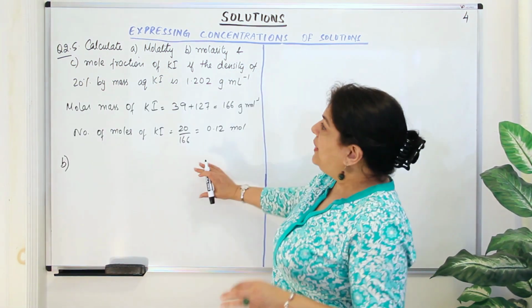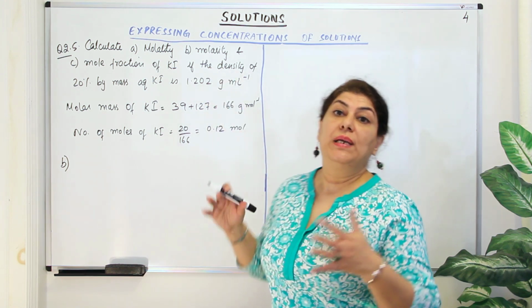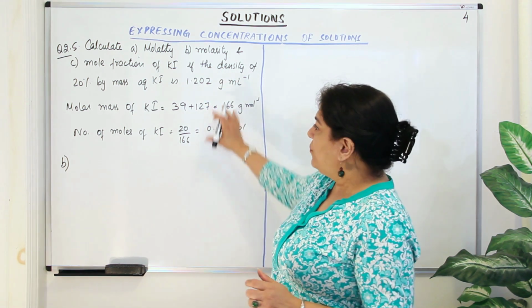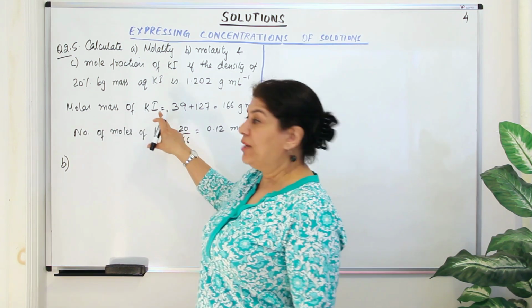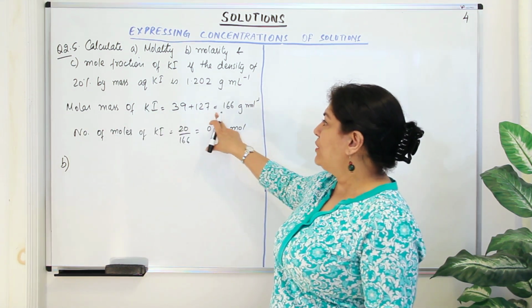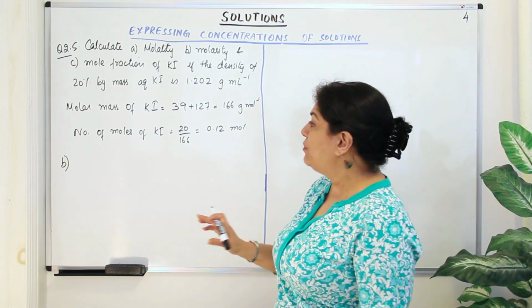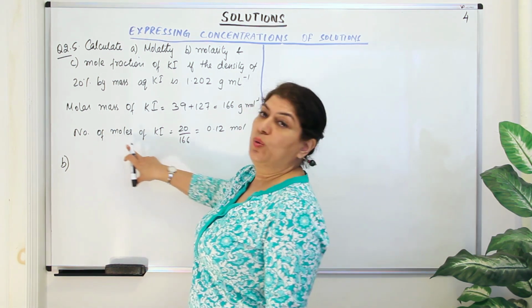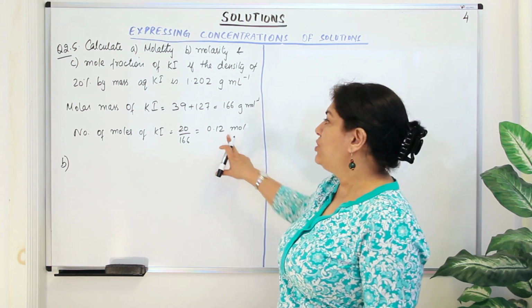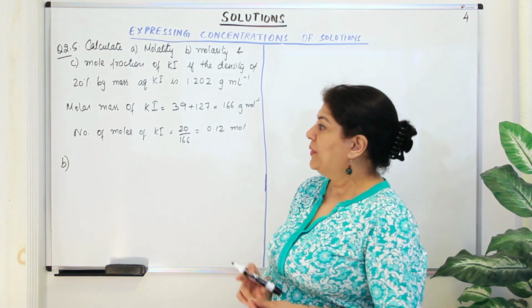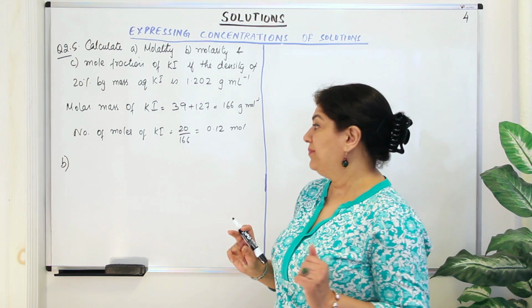Now for part B, you are supposed to calculate the molarity. And we have already found these in part 1. We've calculated the molar mass of potassium iodide, which is equal to 39 plus 127, which is 166 grams per mole. And we calculated the number of moles of potassium iodide, which was 20 upon 166, which comes out to be equal to 0.12 moles. This is information that we already have.